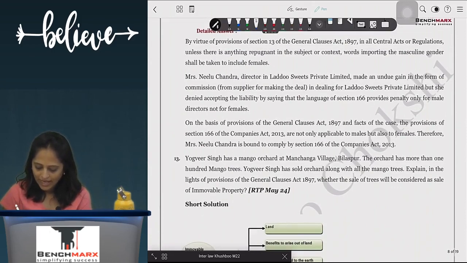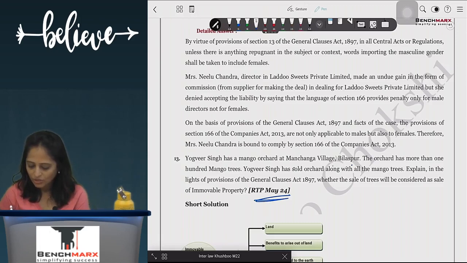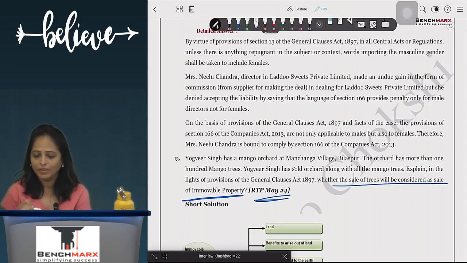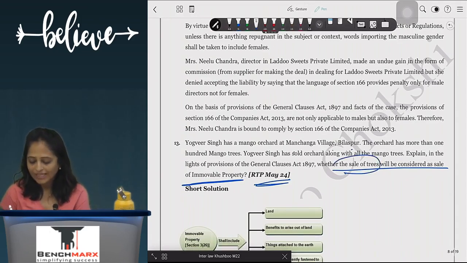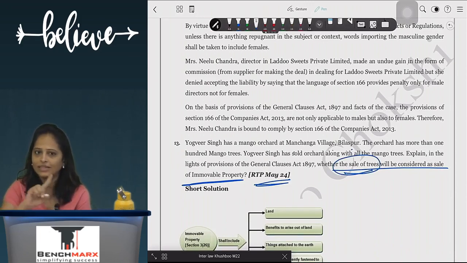This is your May 24 RTP. Yogveer Singh has a mango orchard at Manchanja village, Bilaspur. This has more than 100 mango trees. Yogveer Singh has sold orchard along with all the mango trees. Explain in the light of the provisions of General Clauses Act whether the sale of trees will be considered to be immovable property. So here sale of trees is the question, earlier it was sale of timber.